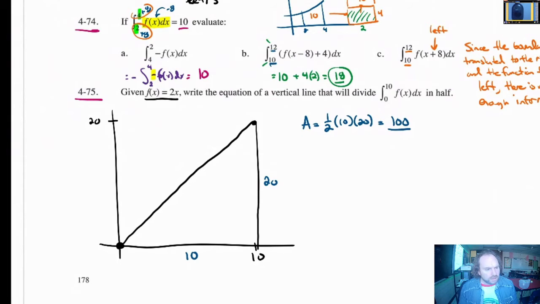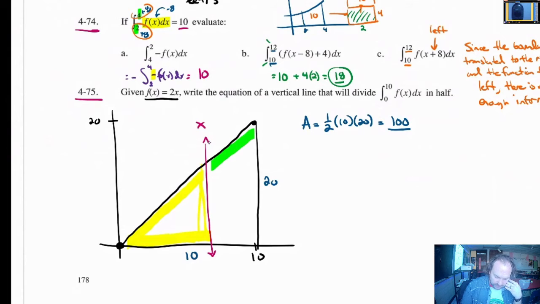And that's all well and good. What we're looking for, though, is the line, some vertical line x, which is going to cut this into two equal sections. And that is not going to be an easy thing to calculate because the two sections are going to be two entirely different shapes. So the first side is going to be this triangle here, and the right side is going to be this trapezoid.